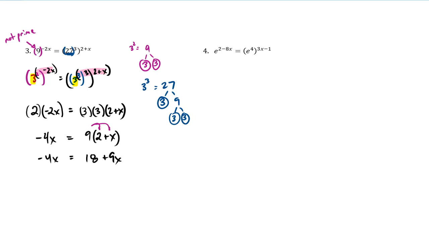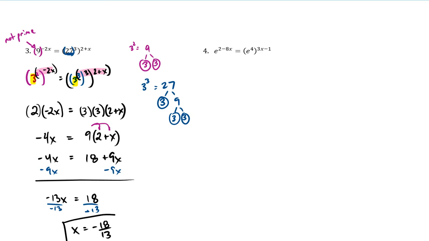And then from here, I'm still trying to solve for just x. So I would subtract 9x from both sides. And that would give us negative 13x equals 18. And then now we could divide by that negative 13 to get our final answer. So x will equal negative 18 over 13 as a fraction. We could change it to a decimal if we want to, but I'm going to leave it as a fraction. Okay, so that's how that one breaks down.